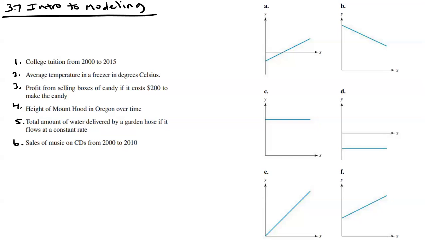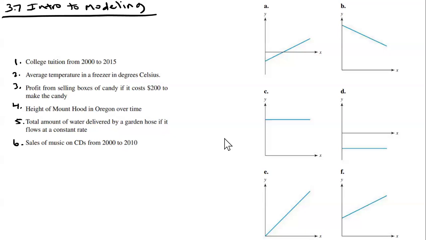Okay? Now, to get us to understand a little bit more about this, we have here different statements, and each statement is going to correspond to one of these graphs. Okay? So we're going to match the statement with the particular graph. So let's look at the first one here. It says college tuition from 2000 to 2015. What do you think the tuition has done?